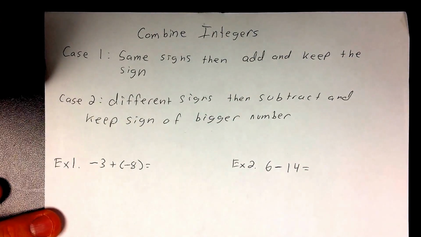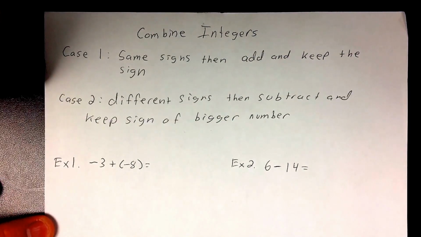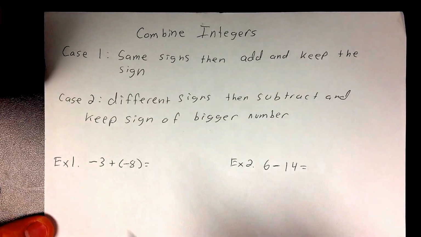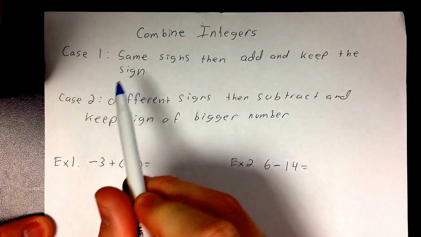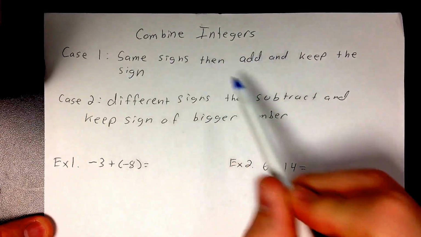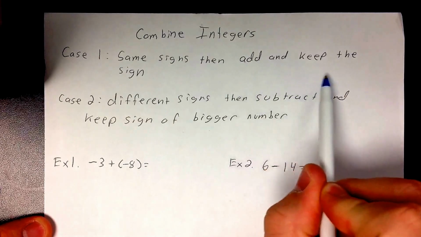Okay, today we're going to talk about combining integers. When I say combine integers, that's when we're talking about either adding or subtracting integers. Basically, there's two different cases. Either the signs are going to be the same, so same signs, then we add the two numbers together and keep the sign.